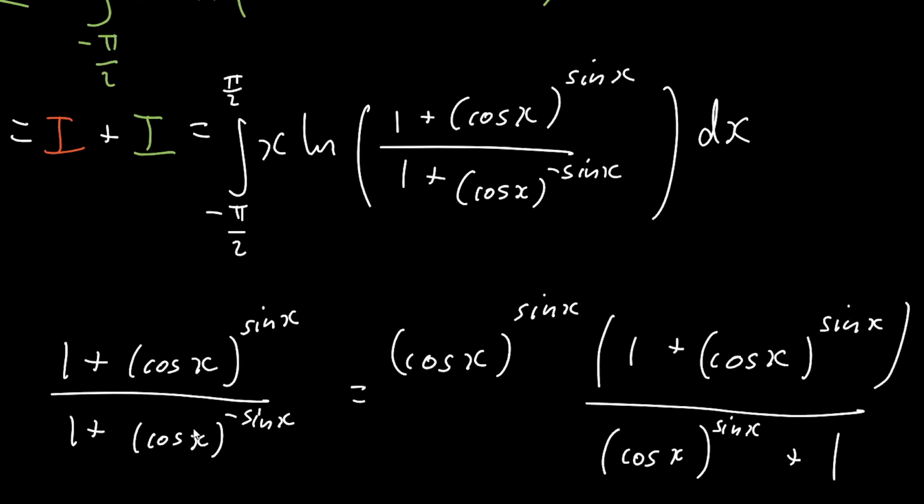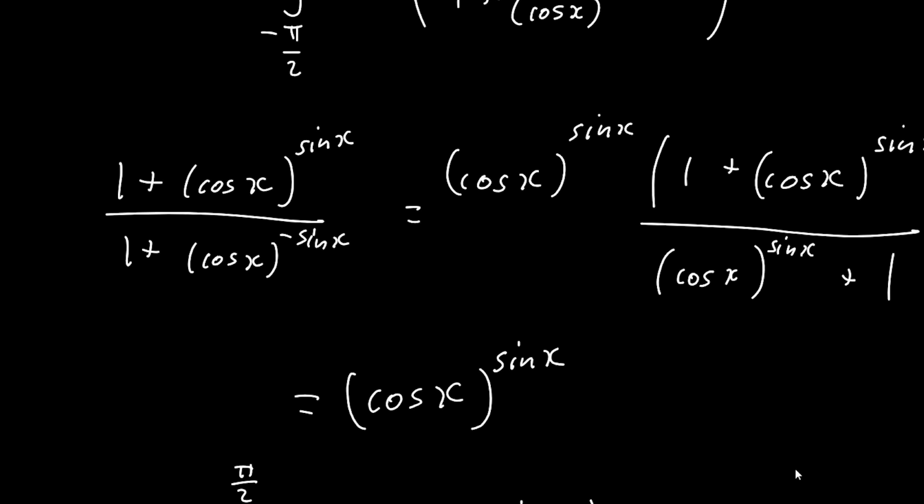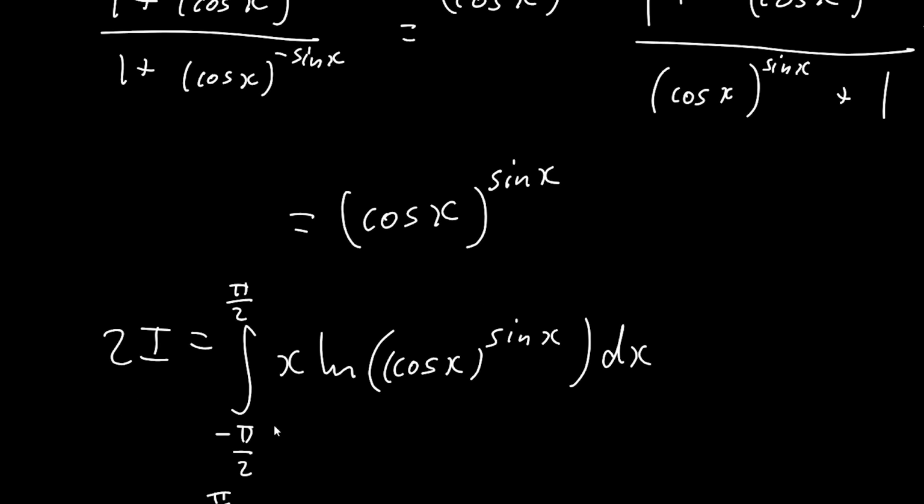And we can rearrange this a little bit as well, actually. If we times the top and bottom by cos x to the power of sine x, we end up with cos x to the power of sine x, and then we have 1 plus cos x to the power of sine x over cos x to the power of sine x plus 1. And you see, this is the same as this, so that cancels away, and we just end up with cos x to the power of sine x. So this is our new integral.